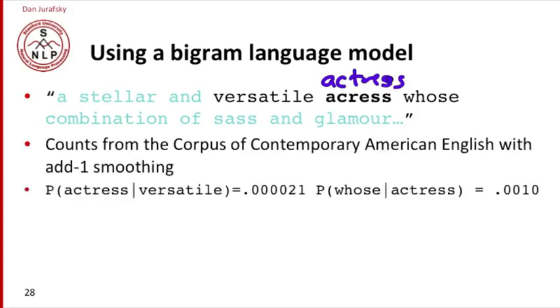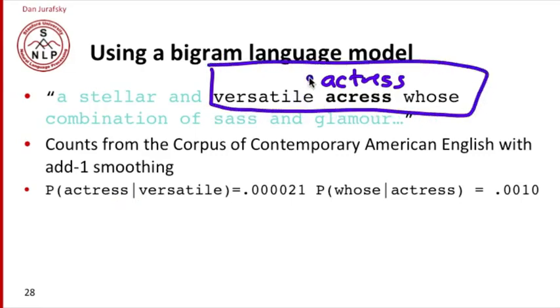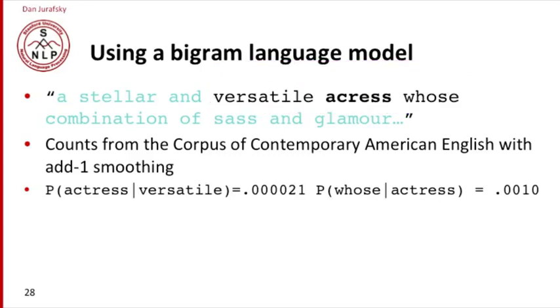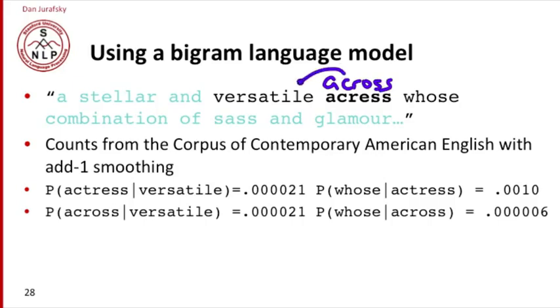How well could we do with a bigram model? So we computed a very simple bigram model just using add-one smoothing from the Corpus of Contemporary American English. So now the probability of actress given versatile, just look at these three words, we'll ignore the rest for now. Actress given versatile, that probability is 0.00021, and who's given actress is 0.0010, so we'll compute those. And now let's do the same thing for the original candidate that was preferred by the unigram model, the word across. So we'll put across here instead as our hypothesis. And we'll again compute the probability of across given versatile times the probability of who's given across.